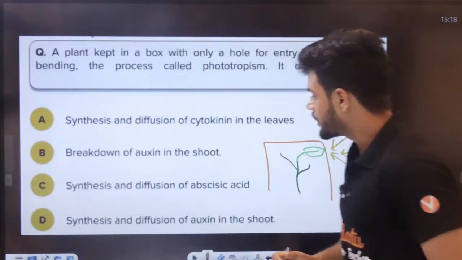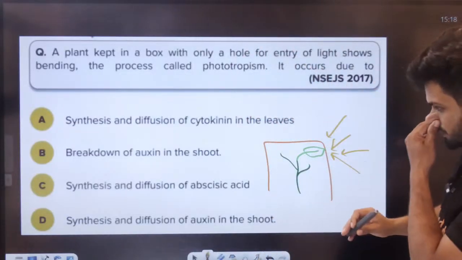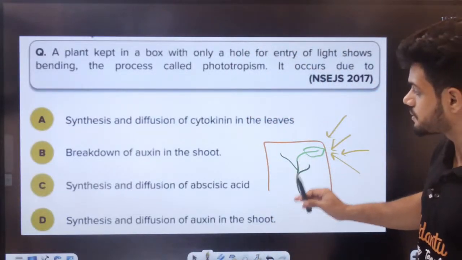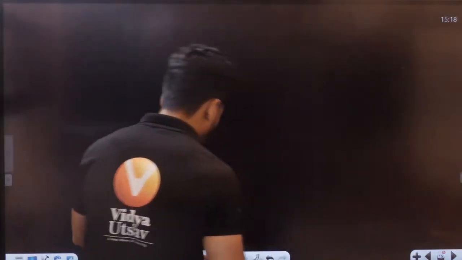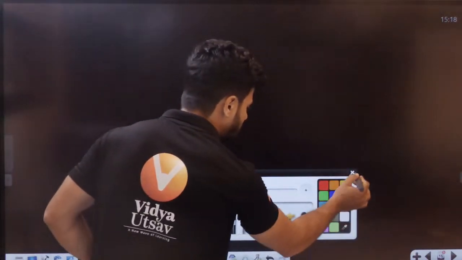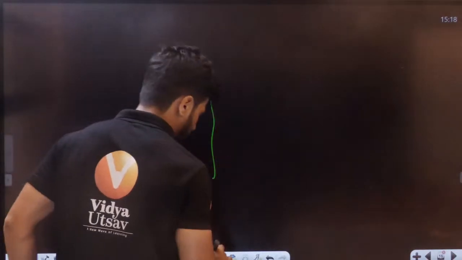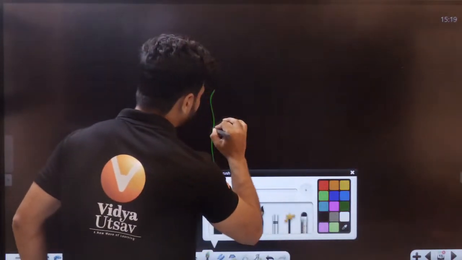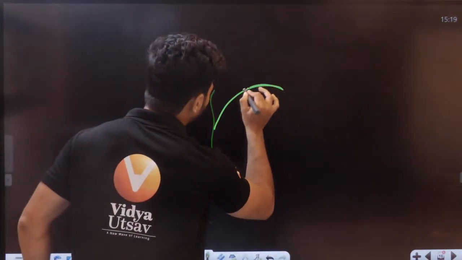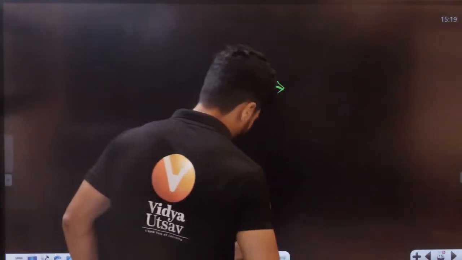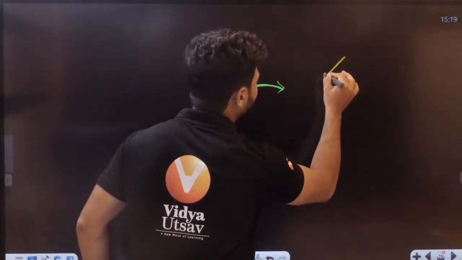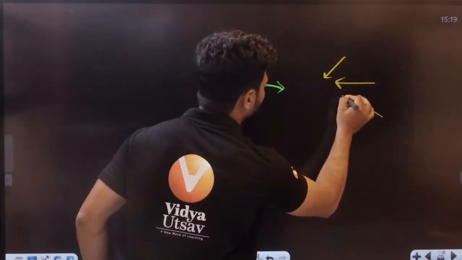Okay. Now what happens, students? All of you, please remember why the bending happens. Let me give you a proper diagram here for you to understand. Here we have a plant. Now this plant will start to bend towards the light. This entire plant will start bending towards the light. Why, students? Why is it bending towards the light?